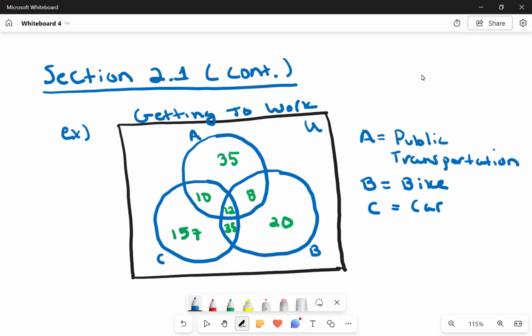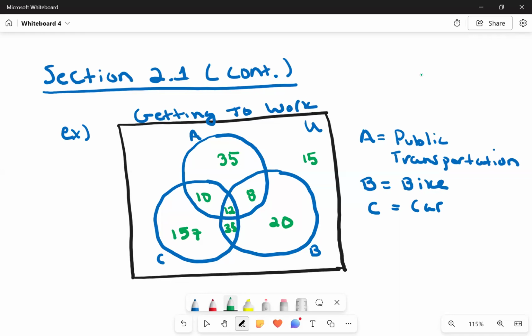So, a survey was taken, and they asked people how they get to work. The options were public transportation, bike, car. And then I just realized there was one piece of information missing. There was 15 sitting out here in the universe that indicated 15 people who did not use public transportation, bike, or car to get to work. Maybe they walked or teleported if they're magical.